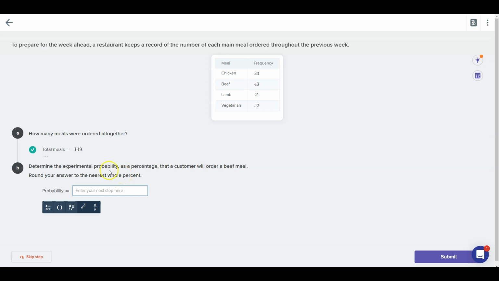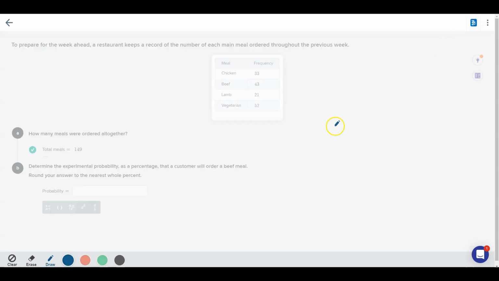So a number of things are important there. Experimental probability, so we're basing that obviously on an experiment or some data that we've collected. It needs to be shown as a percentage, okay? And it also says the nearest whole percent. So those are three important parts of this question. So to work that out, I know that my denominator is going to be 149. That is how many possible things happen in this experiment. And I'm looking for the beef meal, which if I look here, 43 of those were beef meals. So that's the experimental part.